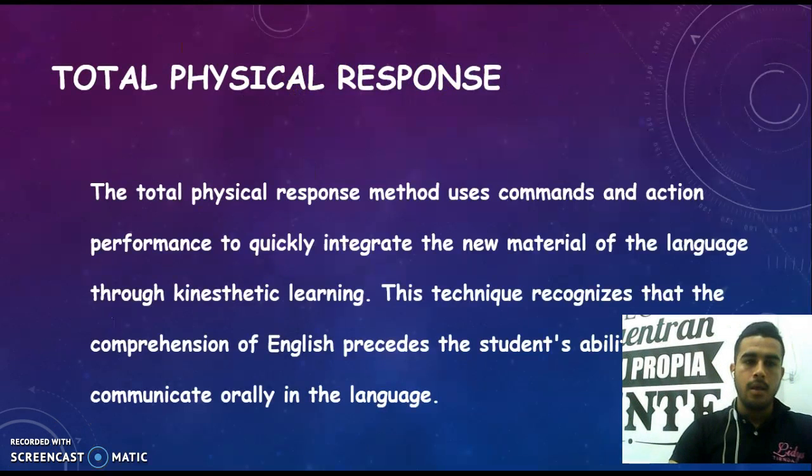Well, the method, total physical response. The total physical response method uses commands and actions to quickly integrate new material of the language through kinesthetic learning. This technique requires that the comprehension of English presents the student's ability to communicate orally in the language.